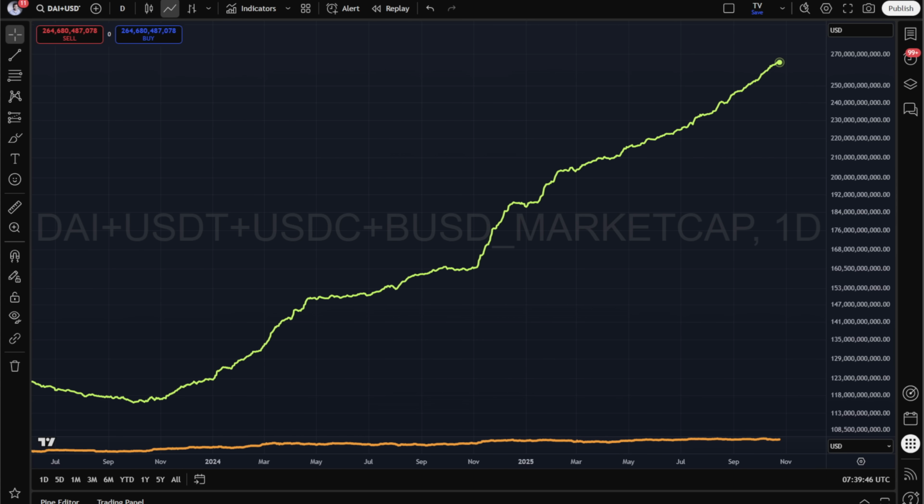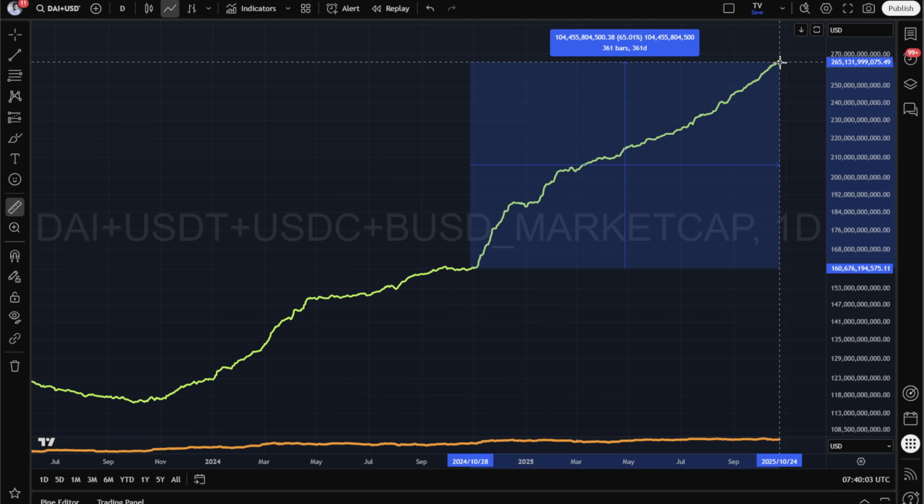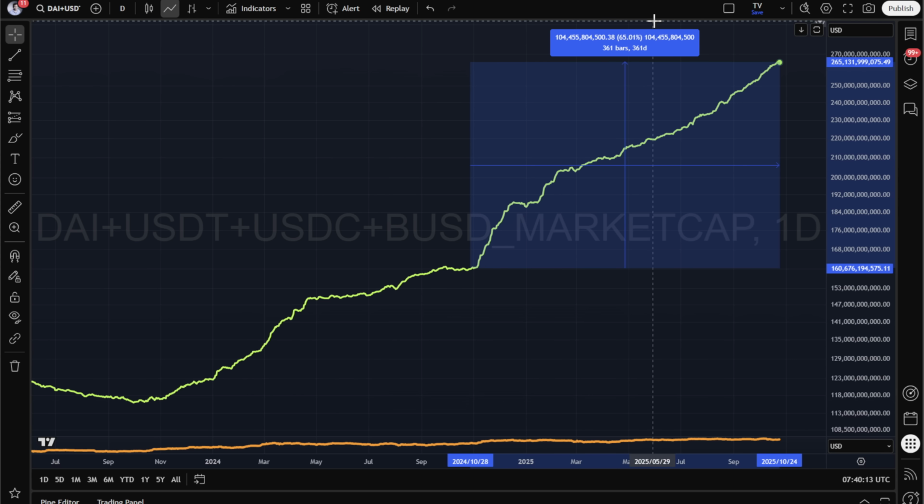But another reason why this is so useful is because we can get a growth rate. Let's say we take our current data point and we look at that 1 year ago. How quickly did the stablecoin market cap go up since then? So in a span of 12 months, the answer is 65%. This, by the way, is also a logarithmic chart. So this is accelerating over time.